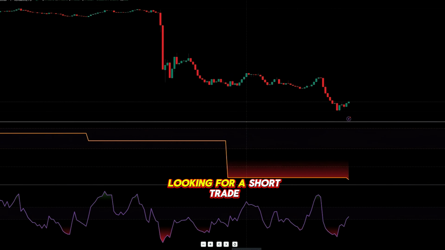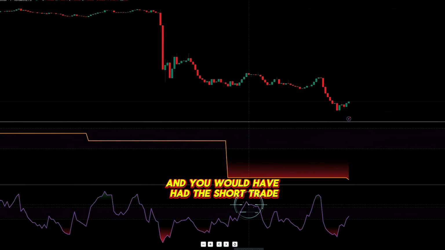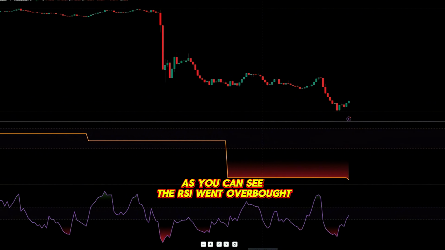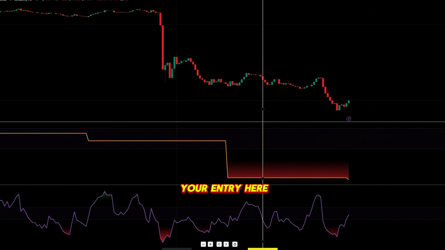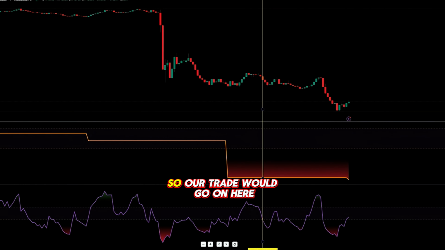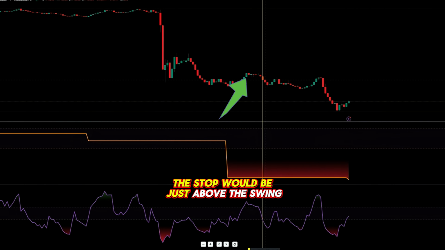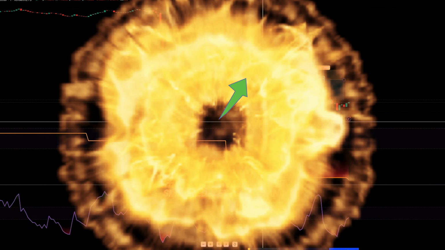So we will be looking for a short trade, and you would have had the short trade just here. As you can see, the RSI went overbought, then it came out of the bottom of the zone at the 40 level. So you'd have had your entry here, and we would have been looking for a short trade. So our trade would go on here. The stop would be just above the swing high, going for a 1 to 2, which again, we've just smashed yet again.